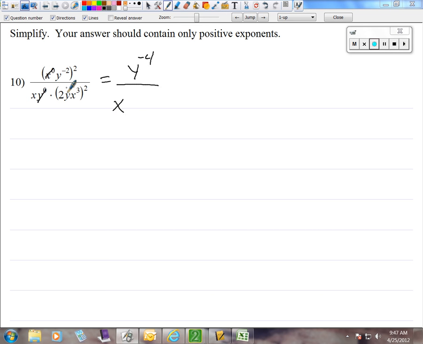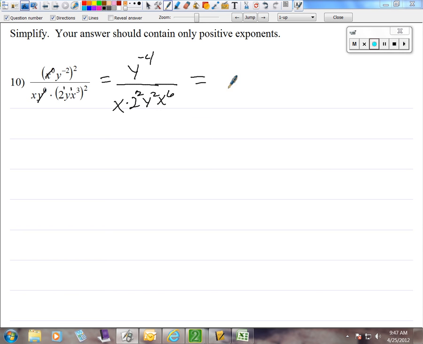Now here's where you have to be careful. 2 and y have their own exponents. So we'd have x times 2 squared y squared x to the 6th. How many did this okay so far? All right, what's our final answer?